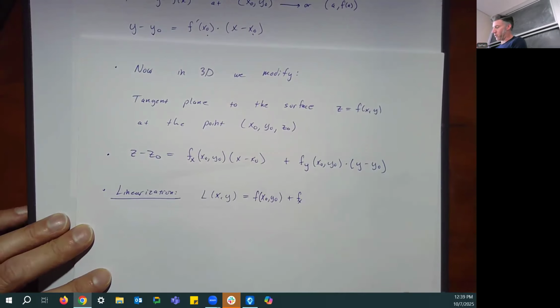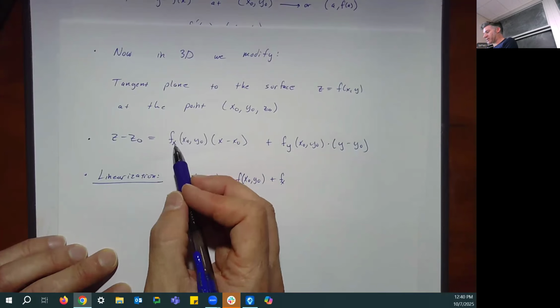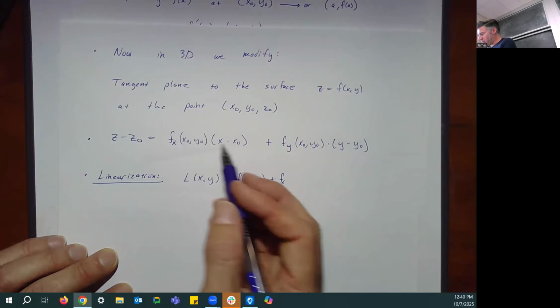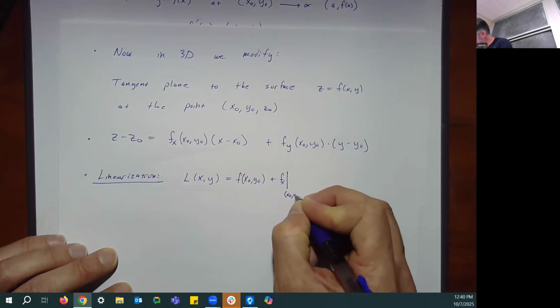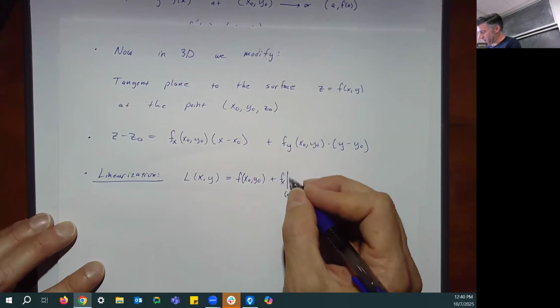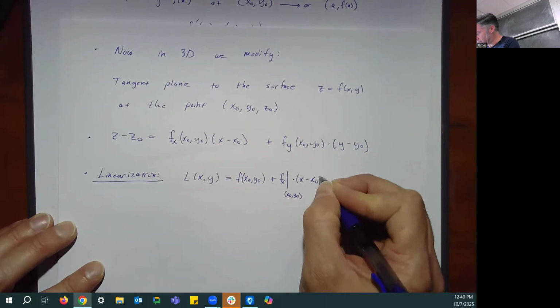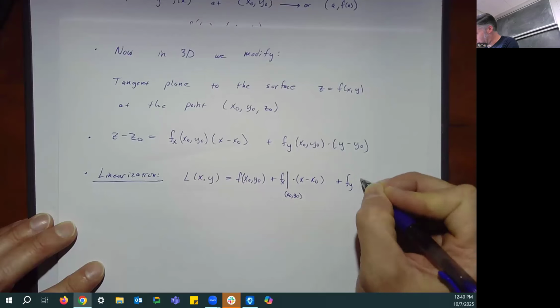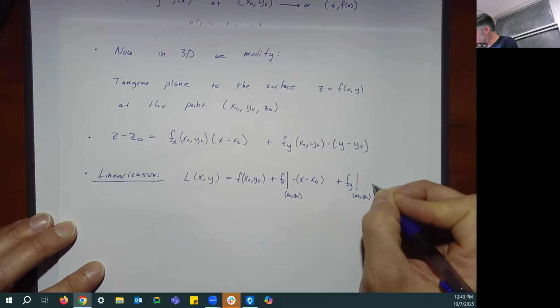Fx. So just for your edification, sometimes people, instead of writing fx parentheses x naught y naught, write a vertical line and then the x naught y naught down here, because it takes up less room in some way. So it's fx evaluated at x naught y naught times x minus x naught plus fy evaluated at x naught y naught times y minus y naught.